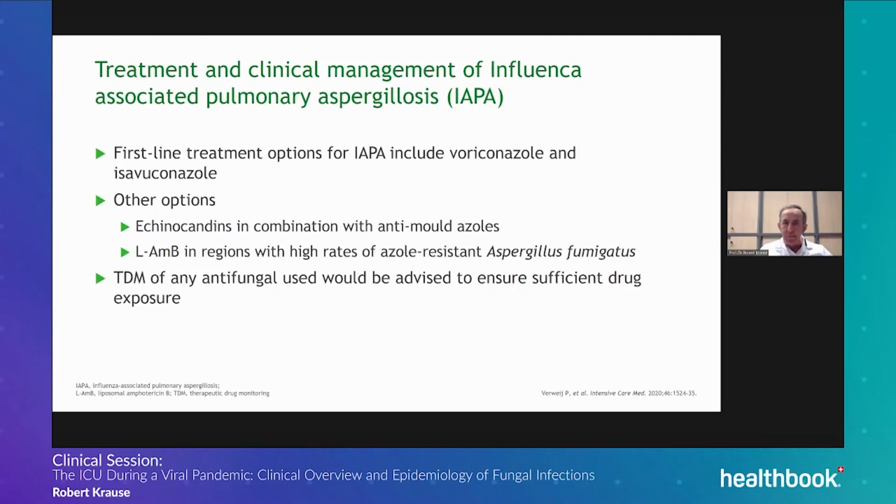For invasive aspergillosis associated with influenza patients, there's also a recommendation in alignment with the recommendations that I showed you in the previous slide. The recommendation is that we should use voriconazole or isavuconazole, or an echinocandin in combination with anti-mold azoles, maybe in regions where azole resistance might be present, and liposomal amphotericin B, of course, also in regions with high rates of azole-resistant Aspergillus fumigatus.